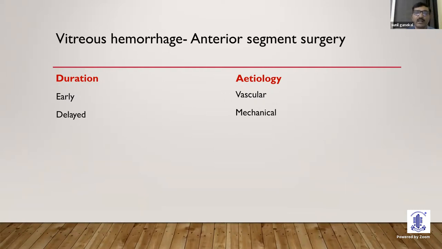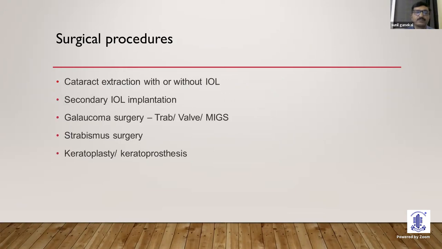Okay. So basically, when you see a vitreous hemorrhage after anterior segment surgery, it could be early or delayed. As with many other conditions, the causes of vitreous hemorrhage could be either vascular or mechanical. The vascular etiology will be discussed by my co-speakers, so I will not be discussing much regarding diabetic retinopathy, vein occlusion, and other things. Mechanical causes encountered during anterior segment surgery I will be discussing in my further slides.